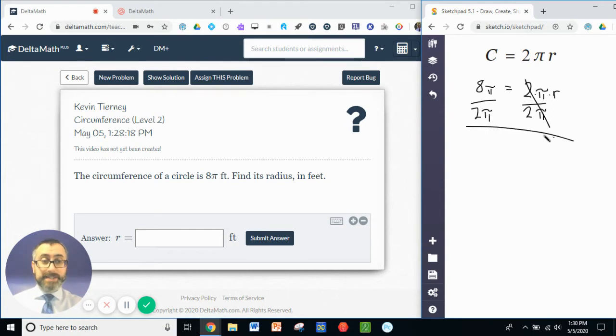Let's see what we get. 8 pi divided by 2 pi. Well, pi divided by pi cancels, leaving me with just 8 divided by 2. And 8 divided by 2 is just 4. And that equals, well, the 2 canceled the 2, the pi canceled the pi. All that I'm left with is r. Well, great. That's the answer to my question. What is the radius? The radius is 4 feet. Great.